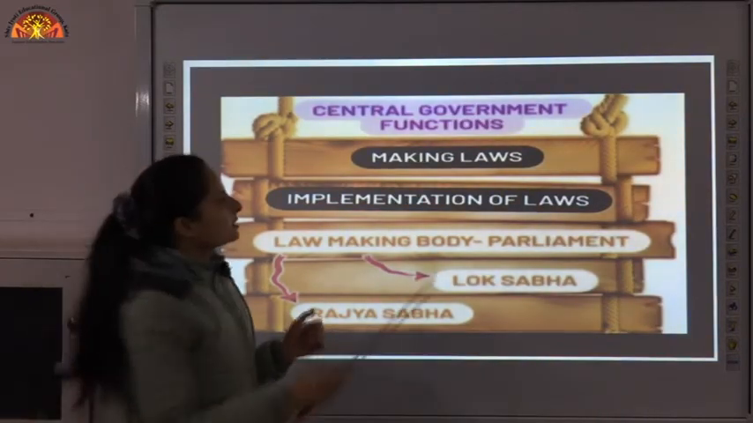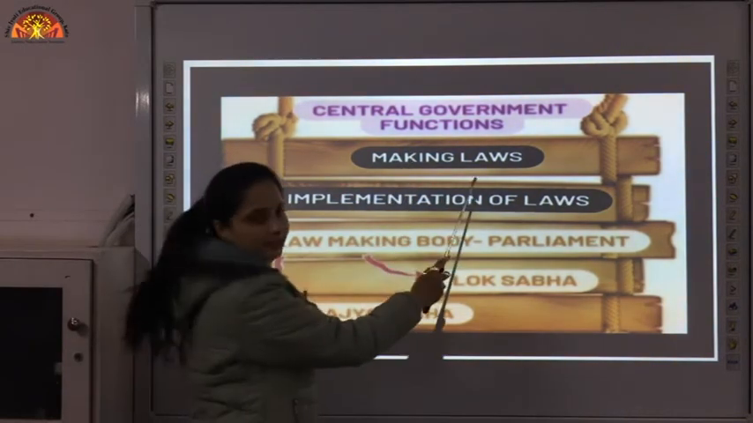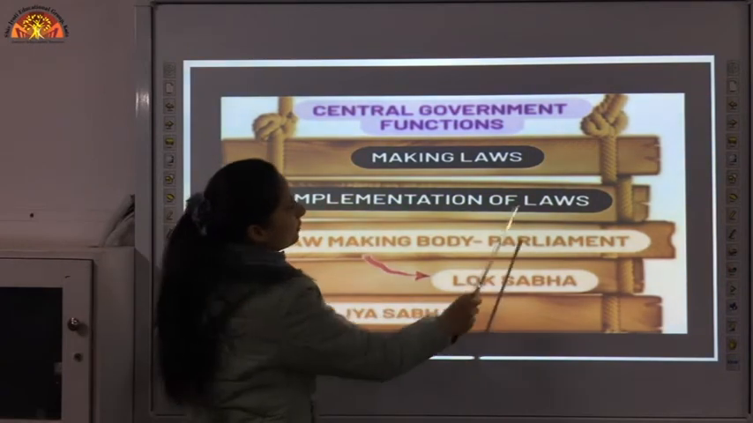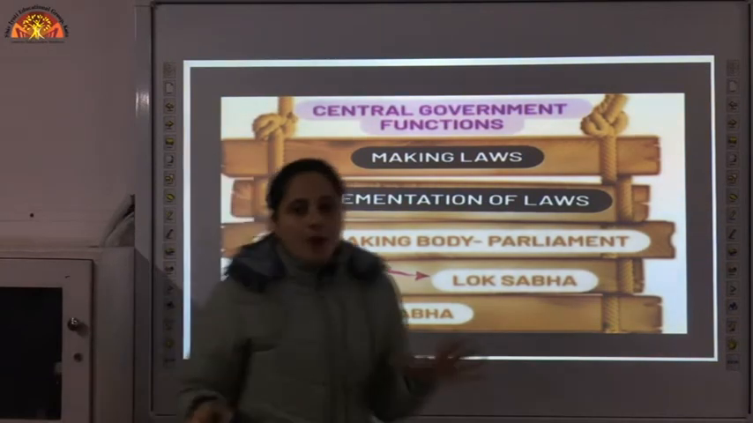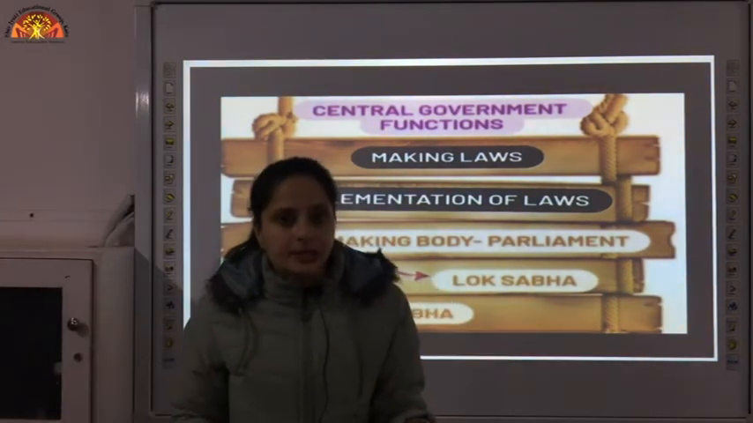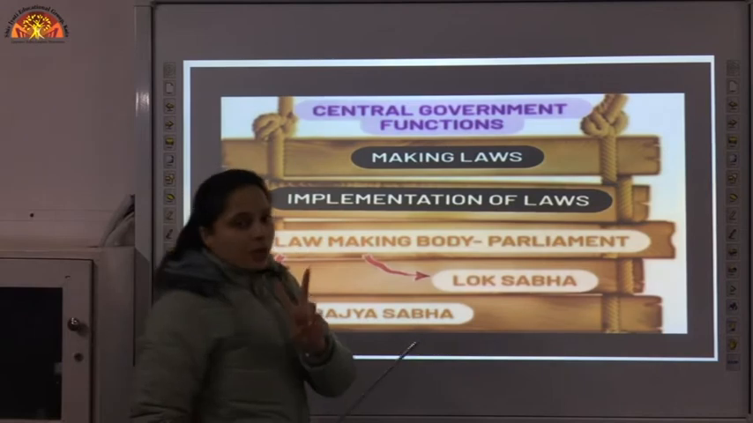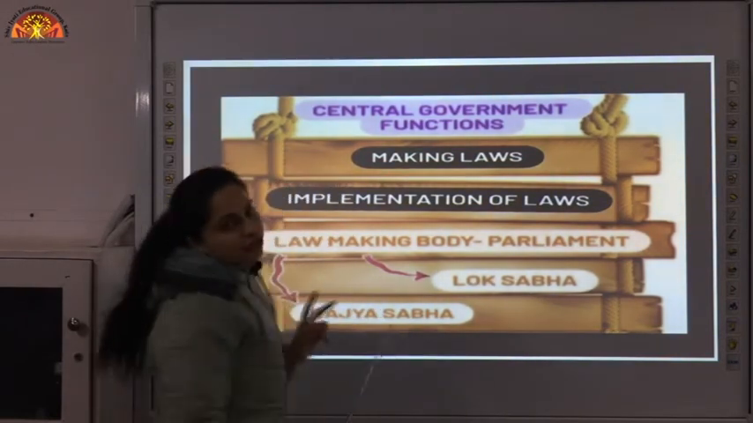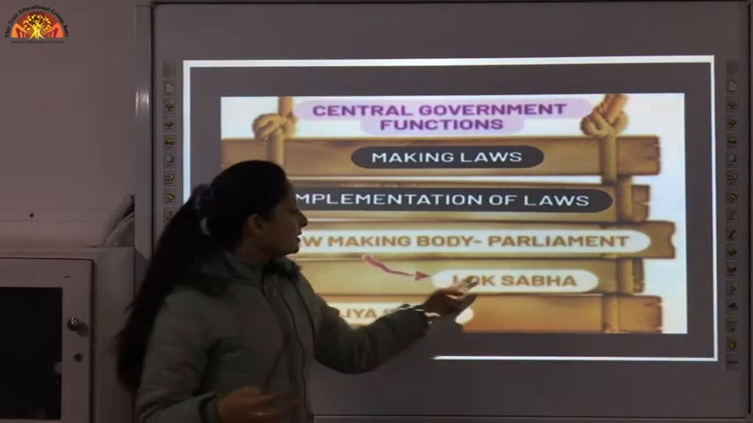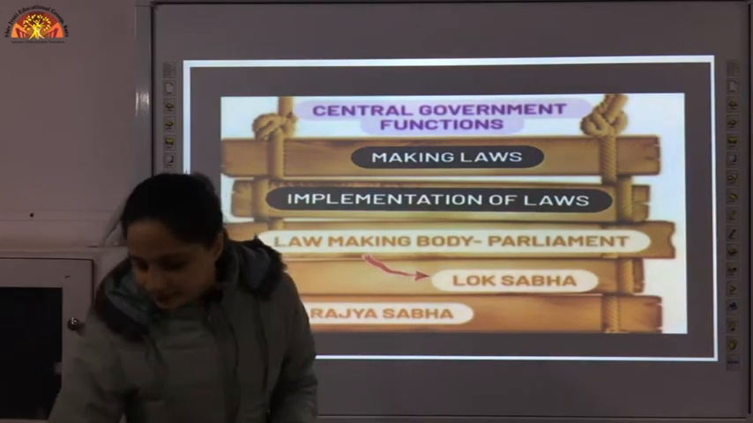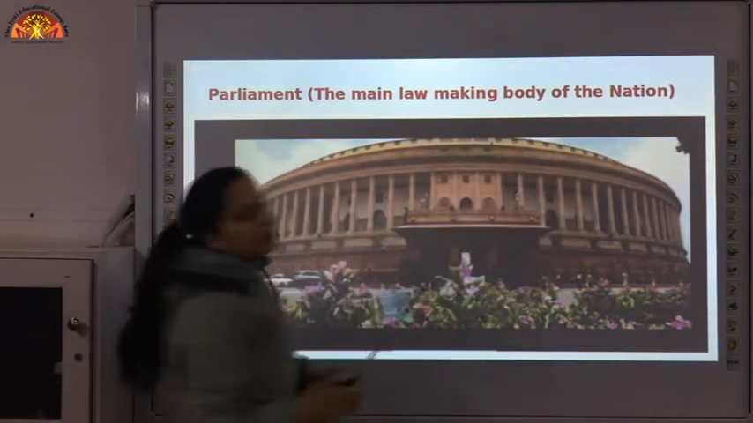Now we will look into the functions of the central government. The central government makes laws and implements them. Our law making body is the parliament, and it consists of two houses, Lok Sabha and Rajya Sabha. Parliament is the main law making body of the nation.